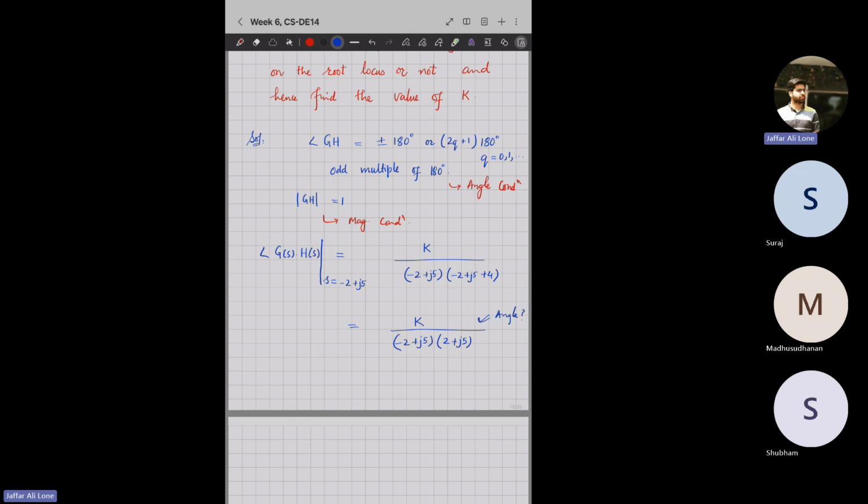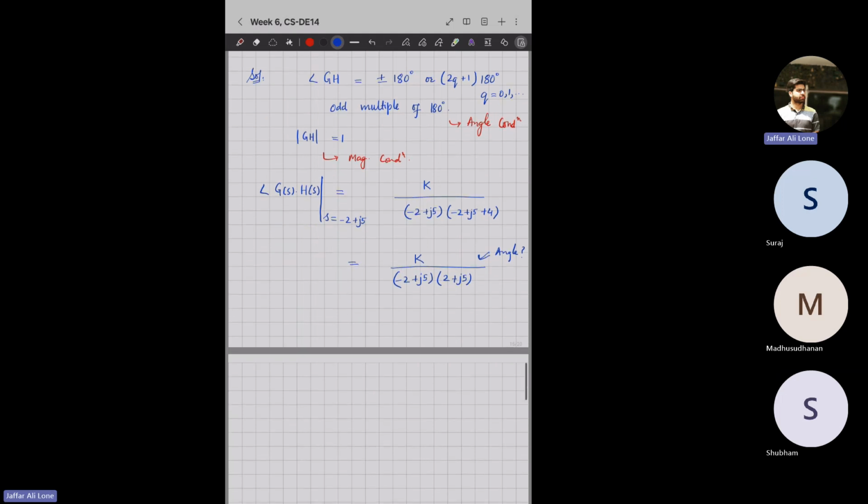We have to find the angle. See, in the numerator there is no complex number, so the angle of the numerator is 0. The angles of the denominator will be subtracted, because the angle of any complex number A by B is equal to the angle of A minus the angle of B. These things are very basic, so I'm not going into the details. Now see, what is the angle of this?